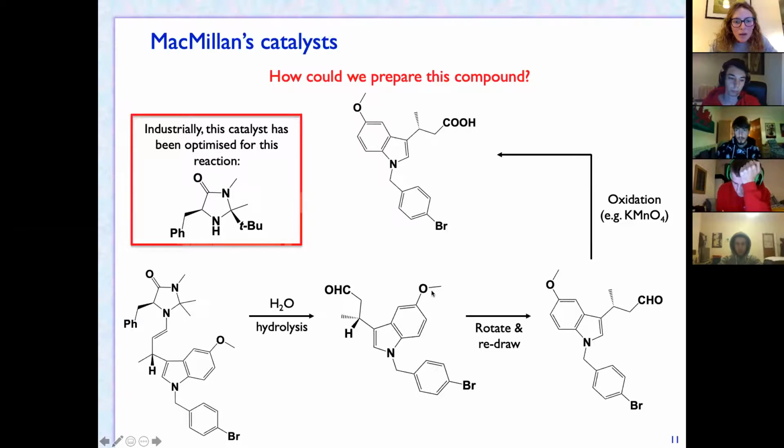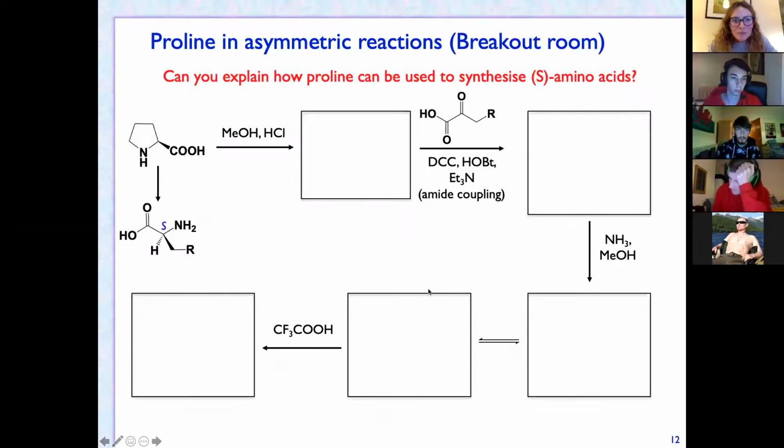Okay, so time for our breakout room. You will have, which I will send in the chat in a moment, two slides for this breakout room, and I would like you to try and fill the boxes with the different intermediate products for this reaction. And in the end, I would like you to find out how proline can be used to synthesize S amino acids.